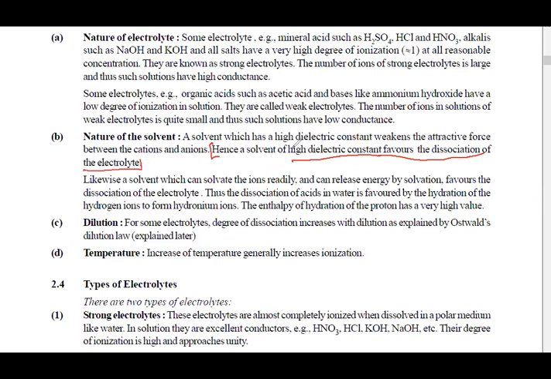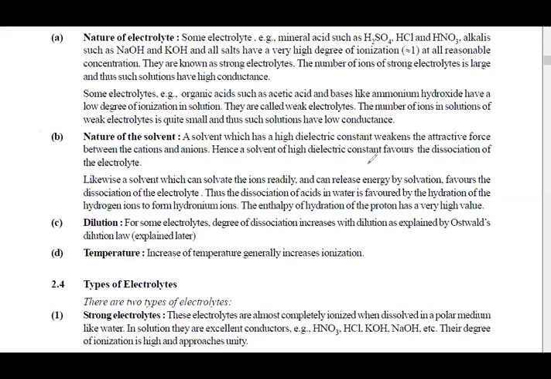So you can just write down this line: a solvent of high dielectric constant favors the dissociation of electrolyte, meaning alpha will increase. That's it. Otherwise, most of you can remember like dissolves like. A polar solvent will dissolve polar electrolytes or strong electrolytes, and a non-polar solvent will have less tendency to dissolve polar electrolytes.